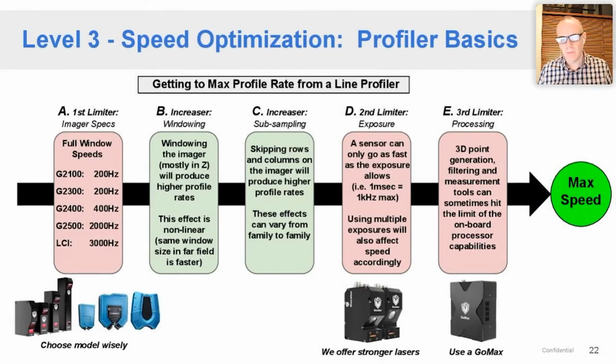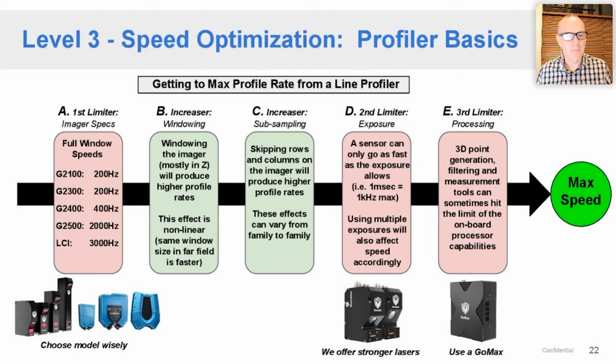And this is true for all of the line profilers, including the Gocators and the LCI sensors. They all come with a native imager speed. And so that first section there, section A, we're looking at the 2100 and 2300 series being at 200 hertz. Now that's full window profiles per second or images per second. It bumps up to 400 profiles per second at the 2400 series. And then the 2500 series is much faster at 2000. And then our LCI products are even faster at 3000. However, that is a limit if you're using the entire window.